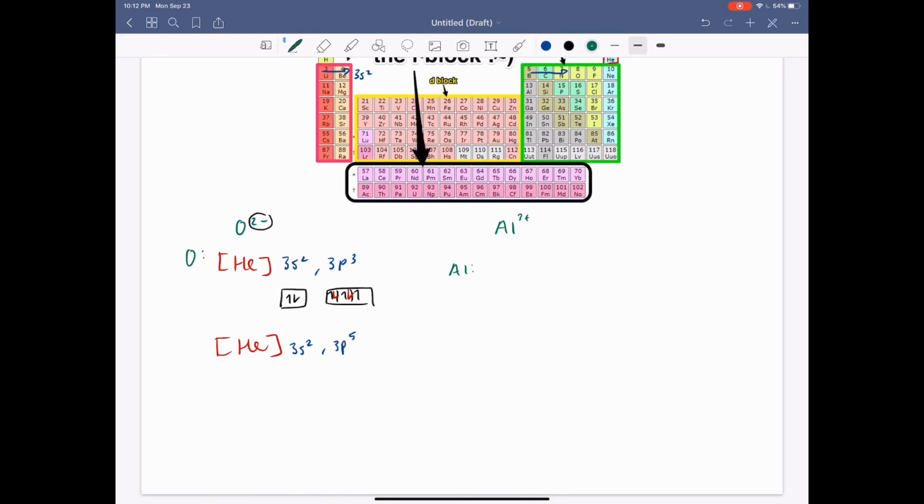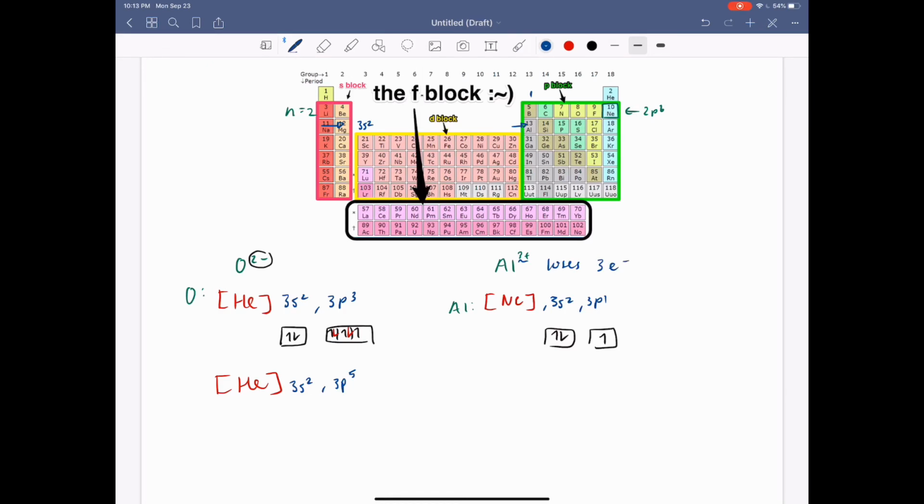Our noble gas. And then from here to here, that's 3s2. And then up to aluminum, that's 3p1. So let's draw the box diagram. Box diagram looks a bit something like this. Notice the charge on aluminum is 3+, which means the aluminum cation loses 3 electrons. Therefore, these guys would go away, which means the electron configuration for aluminum 3+ is just neon.